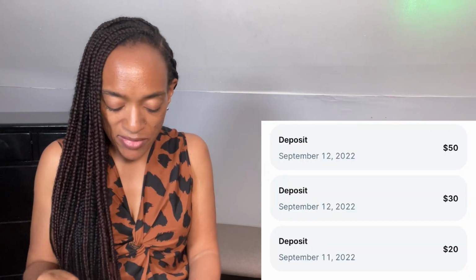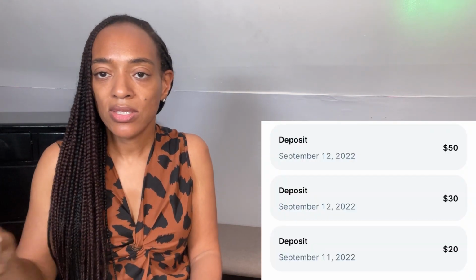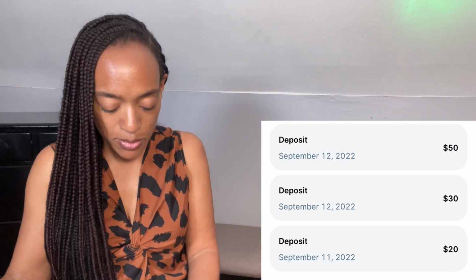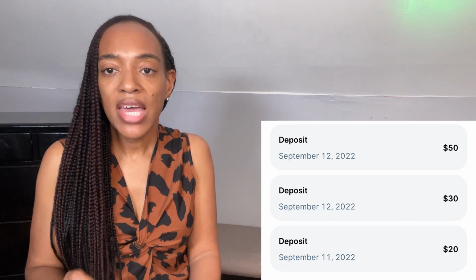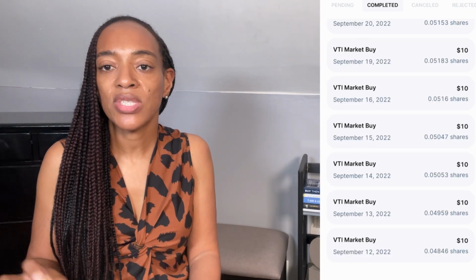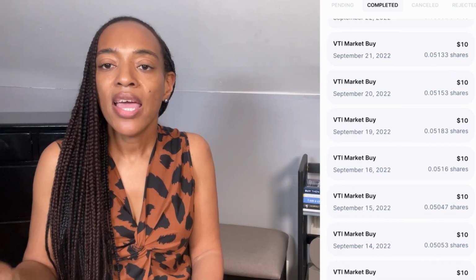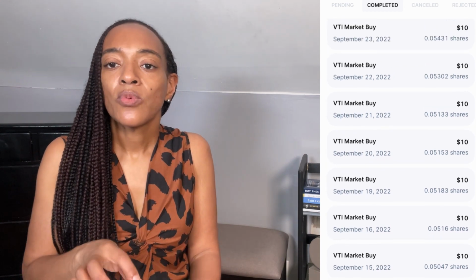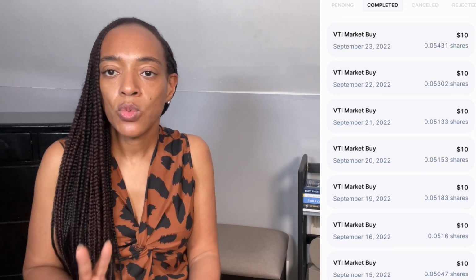On September 11th, I deposited $20 onto my investment app, the Public investing app. And then on September 12th, I deposited an additional $80, which got me to $100. And that $100 was my money to invest for my first 2 weeks. So I know everybody's budget is different, but these are my numbers.